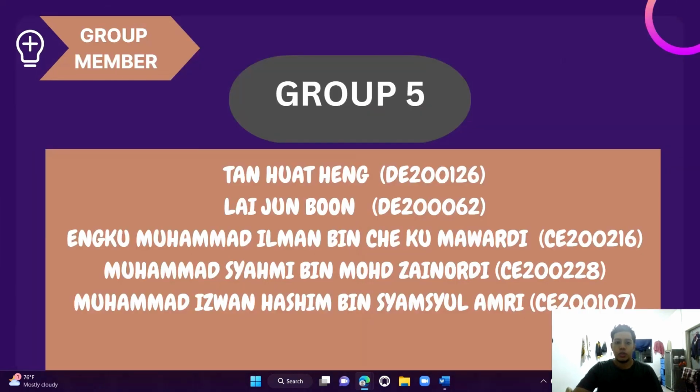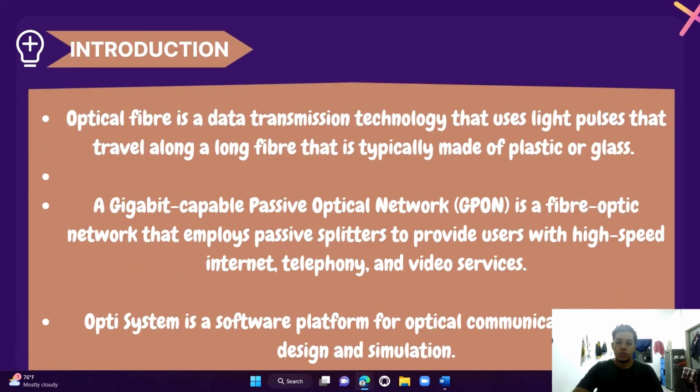After we go further, I would like to introduce all my group members: Tan Huat Heng, Lai Jun Boon, Engku Muhammad Ilman, myself, Muhammad Syami bin Muhammad Zainodi, and Muhammad Izwan Hashim bin Samsul Amri. Next we start with the introduction.